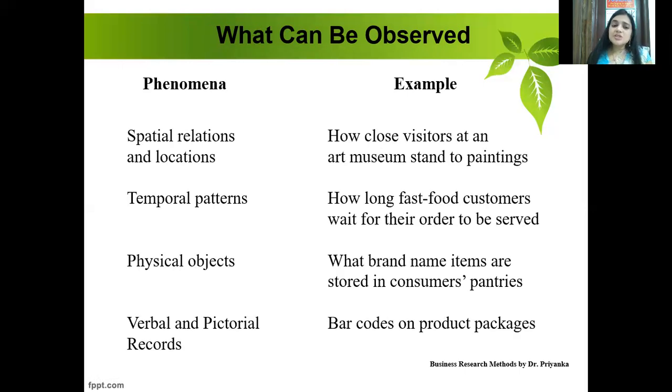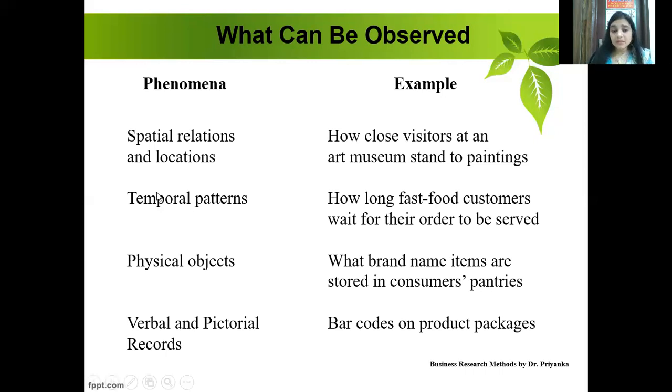Then spatial relations and locations. It's related to the space between two objects or people. It's related to different locations. For example, how close visitors at an art museum stand to paintings. Like I am seeing a painting, for example, and how closely I go to the painting and look at it. You can observe that kind of behavior of people so as to place paintings accordingly in the museum.